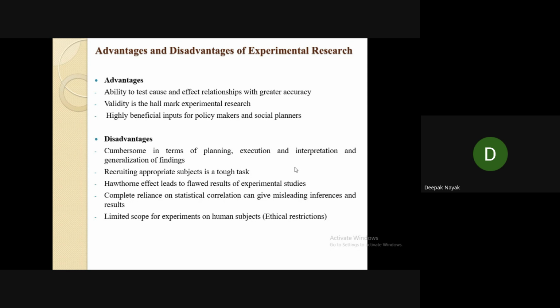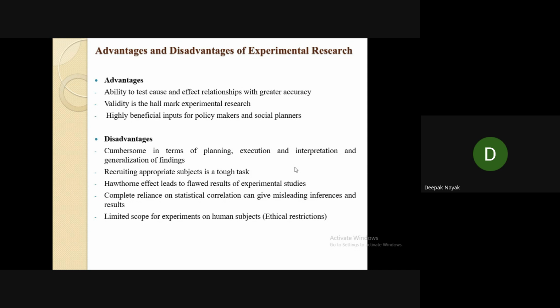So another disadvantage is limited scope for experiments on human subjects on ethical grounds. See, very often it is very difficult. As I said, you cannot subject children to punishments. This goes against ethics. Even giving this example, I don't dare to say that the children should be introduced to or exposed to punishment.